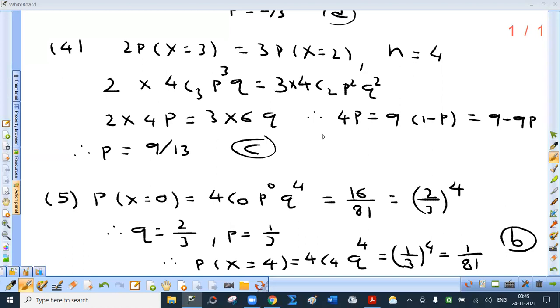So what is P of X equal to 4? Actually, P was not required here. P of X equal to 4, 4C4, which is 1, P raised to 4. So 1 upon 3 raised to 4, that is 1 upon 81. Correct option is B, Bombay.